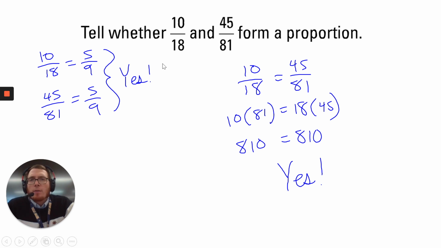10 over 18, 45 over 81. These both simplify down to 5/9, so the answer could be yes that way. Everybody needs to be able to explain the cross product idea in cross multiplying.